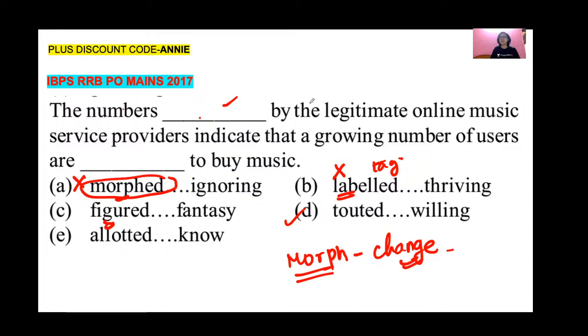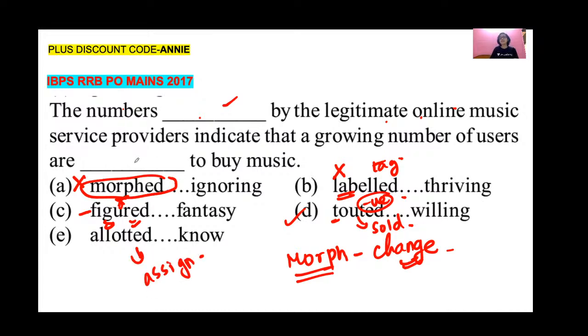Figured. The numbers figured by the legitimate online music service providers can be. Figured means to identify something, to recognize something. Okay, so this can be. Next, touted means to sell something, or to try to sell something, generally used in a negative sense. Allot means to assign.